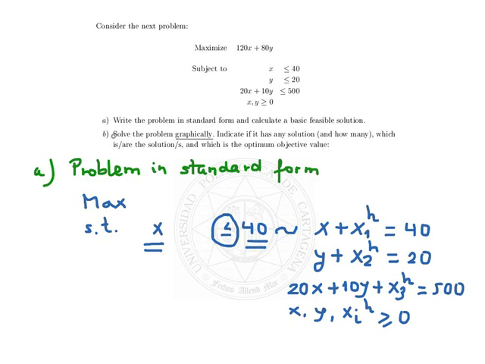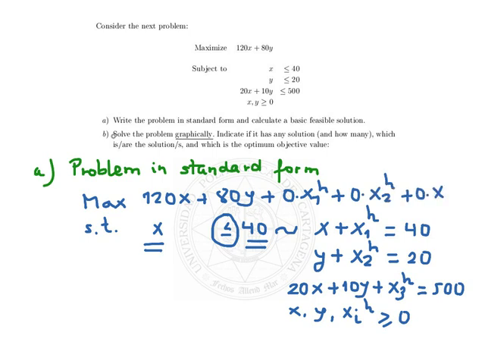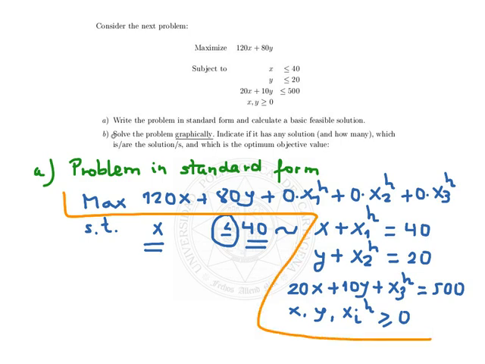And then I come back to the objective function, that is 120x plus 80y, and I add the new variables with a null coefficient. So this one could be the problem in standard form.